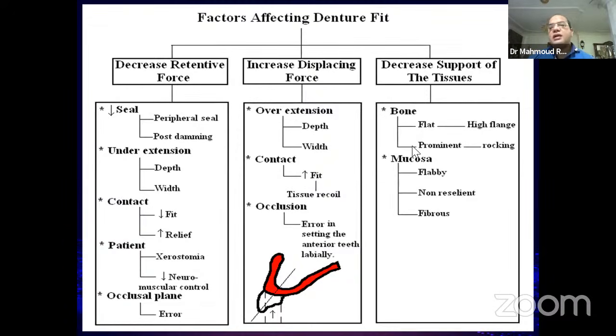Also, the mucosa may have a problem. It may be flabby, non-resilient, or fibrous, and every case here must be managed well. The flabby tissue may be surgically removed, or we use special impression techniques in managing these cases, like the window technique or the selective pressure impression technique. I prefer the surgical intervention to give a proper denture foundation before we take our impressions.